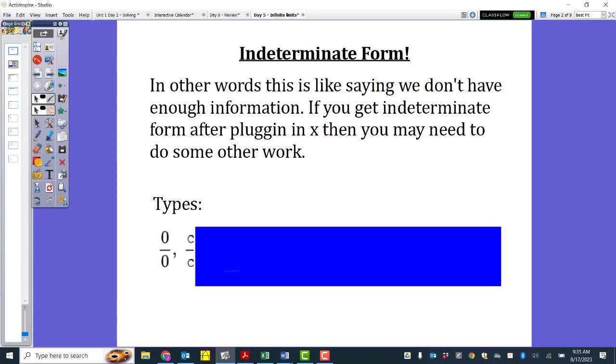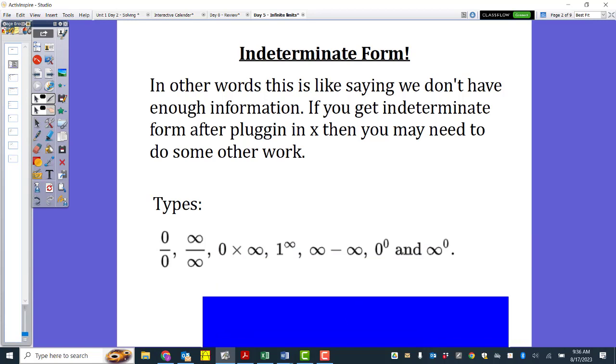There are a few types of indeterminate form. These are the two we're going to be focusing on today. You should have all of these written down for in the future when we'll come back and look at more indeterminate forms. But anytime you divide 0 by 0 or infinity by infinity, it's an indeterminate form.